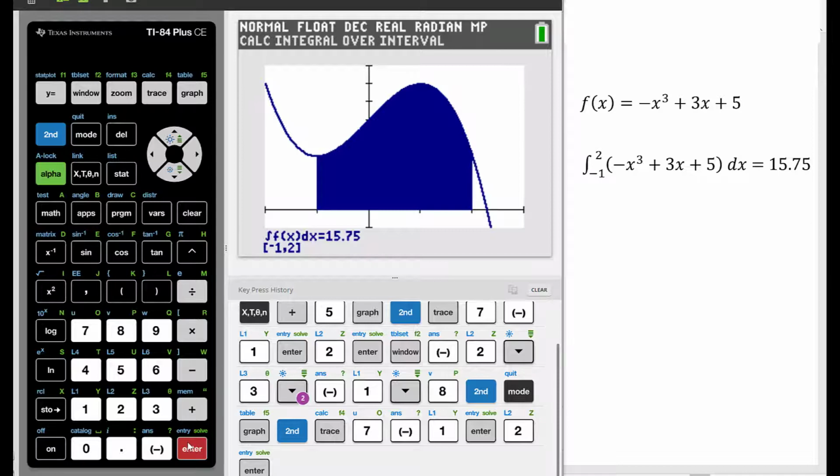At the bottom of the calculator screen, it states that the integral of f of x dx is equal to 15.75, and then below that, it states the closed interval from -1 to 2. Another way to find this integral would be to go to second and quit.